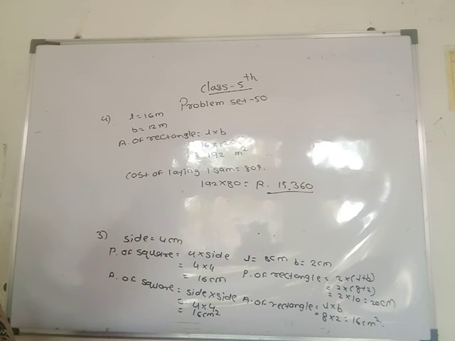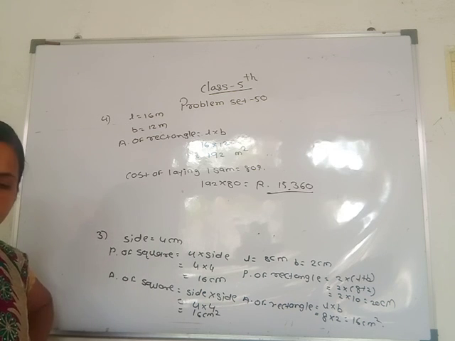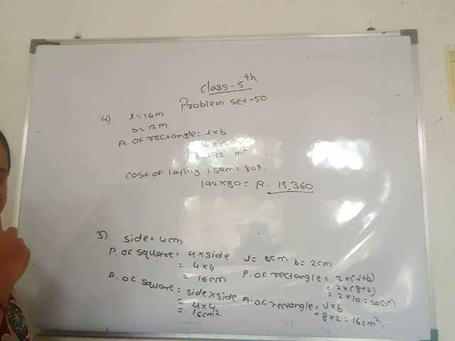Here problem set 50 is completed. In homework you solve this problem set 50. Then this 12th chapter is completed, perimeter and area. Only you remember the formula of perimeter of square, perimeter of rectangle, area of square and area of rectangle. Then tomorrow we will study the next chapter, the 13th one.